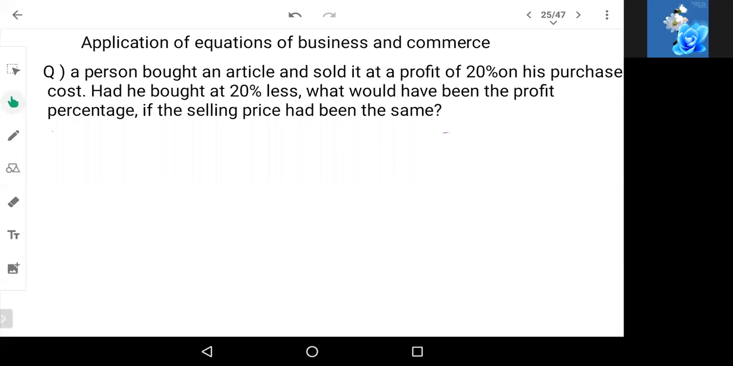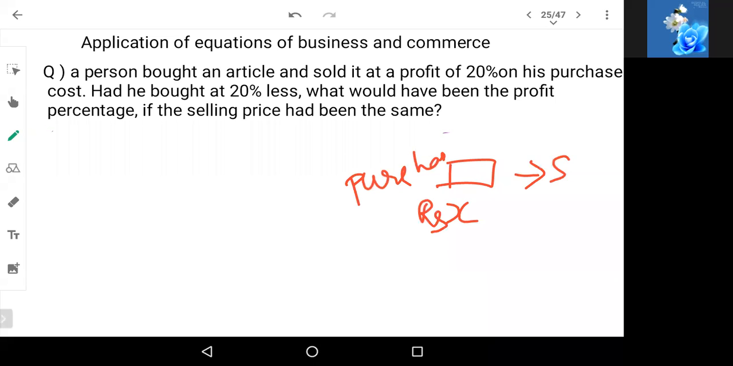Okay. So a person bought an article and sold it at a profit of 20% on his purchase cost. Had he bought at 20% less, what would have been the profit percentage if the selling price had been the same? So let us take an example. Let's say there is an article or a product. Article is nothing but a product. Now this product is sold. If X rupees is the purchase price of the product, he has bought this product, he has purchased this product, and now he is selling it.